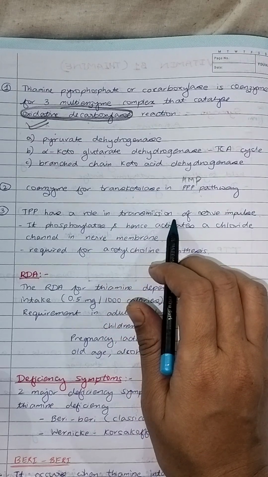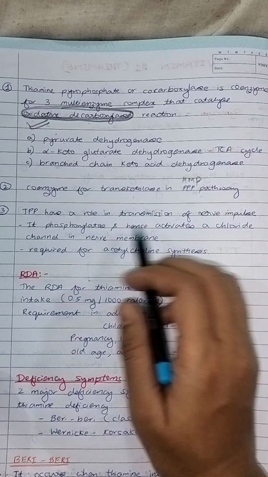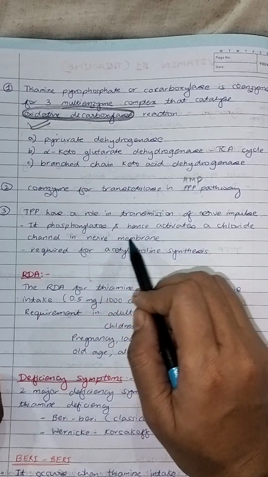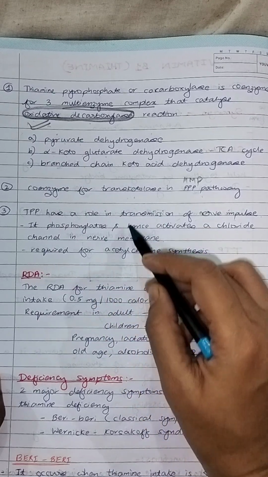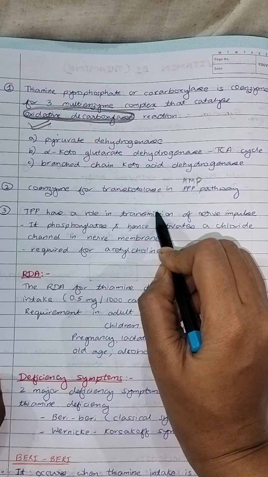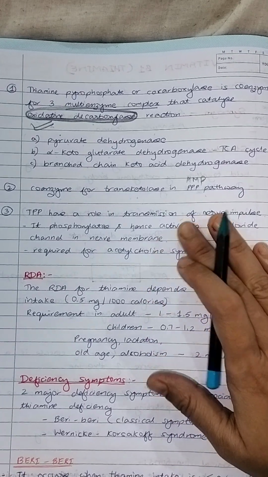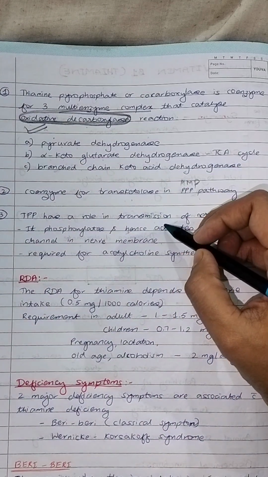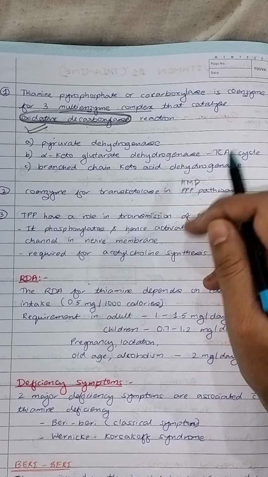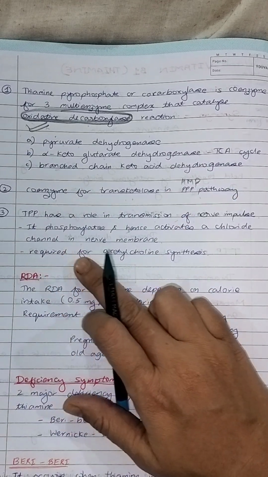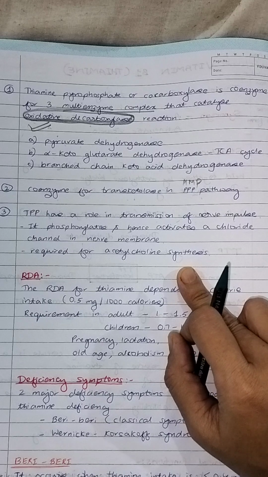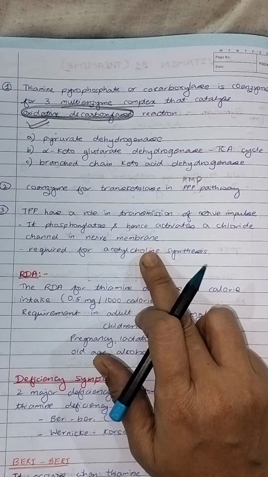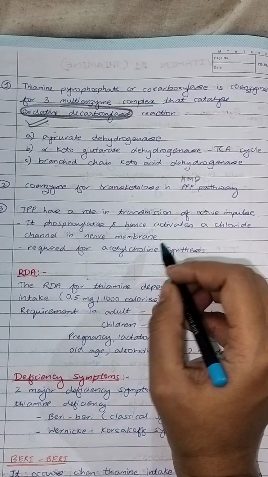TPP has a role in the transmission of nerve impulse. How? It phosphorylates and hence activates a chloride channel in the nerve membrane. So this is the mechanism by which they help in the transmission of nerve impulse. Therefore it might be the reason for the neuritis which is seen in the deficiency of this vitamin, and it is also required for acetylcholine synthesis, which is a neurotransmitter in the synapses of the nerves.